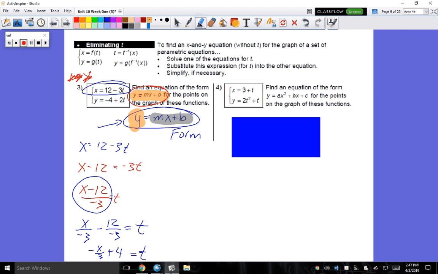But I'm going to now take this value of t, and I'm going to plug it in where? Into the y function. And I'm going to plug it where I see that t in the y function. Because ultimately, this will replace all t's, get my y by itself, and I'll just have x's left. Watch. Here we go. So we'll say y is equal to negative 4 plus 2 parentheses, and then what we're going to put here is what we solved for t, which is x minus 12 over negative 3.